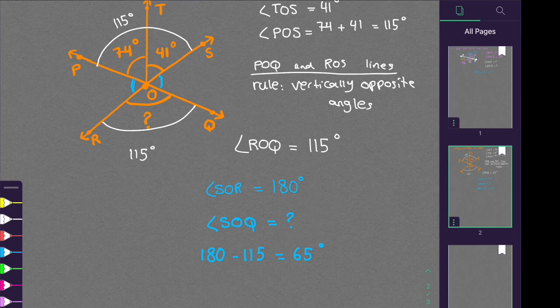Correct? And if SOQ is 65, by knowing the rule of vertically opposite angles, POR is also 65. Okay?